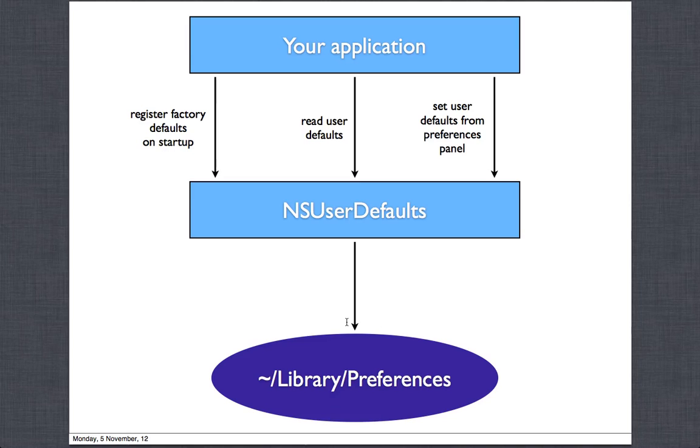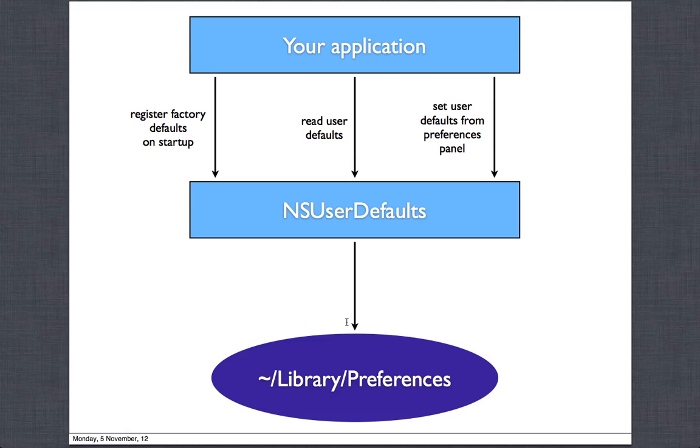So this is how it works. You have your application and you create an instance of NSUserDefaults. The first thing you do on startup, you register the defaults that come with your application, and those at some point go to the operating system. Then you want to read the user defaults. If there are some settings that were written last time, then NSUserDefaults will try to get those from the user directory, from the Library Preferences directory.